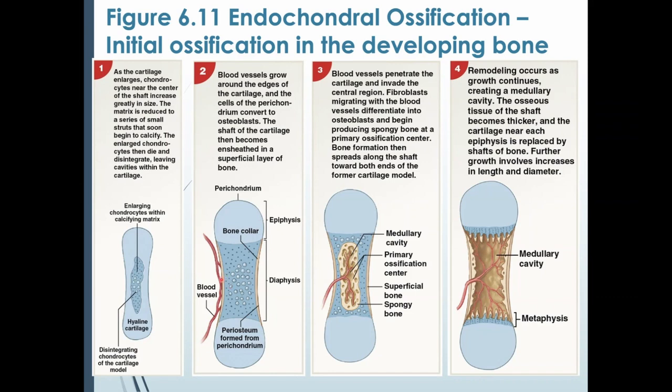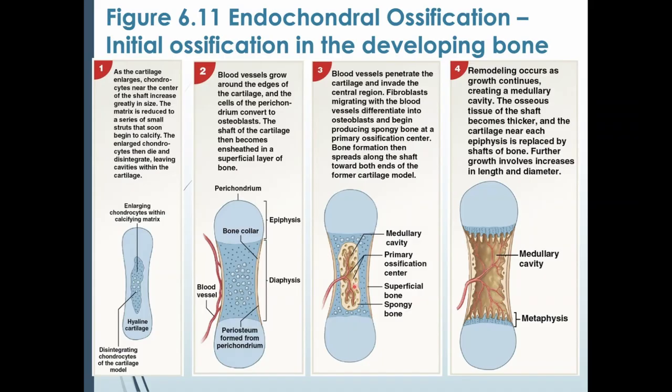And so you can see the blood vessels, you can see the forming of perichondrium, which is going to be in between the epicondrium and the endochondrium. Then, as the bone continues to grow, you can see that development of the medullary cavity, and then you can identify that primary ossification center.